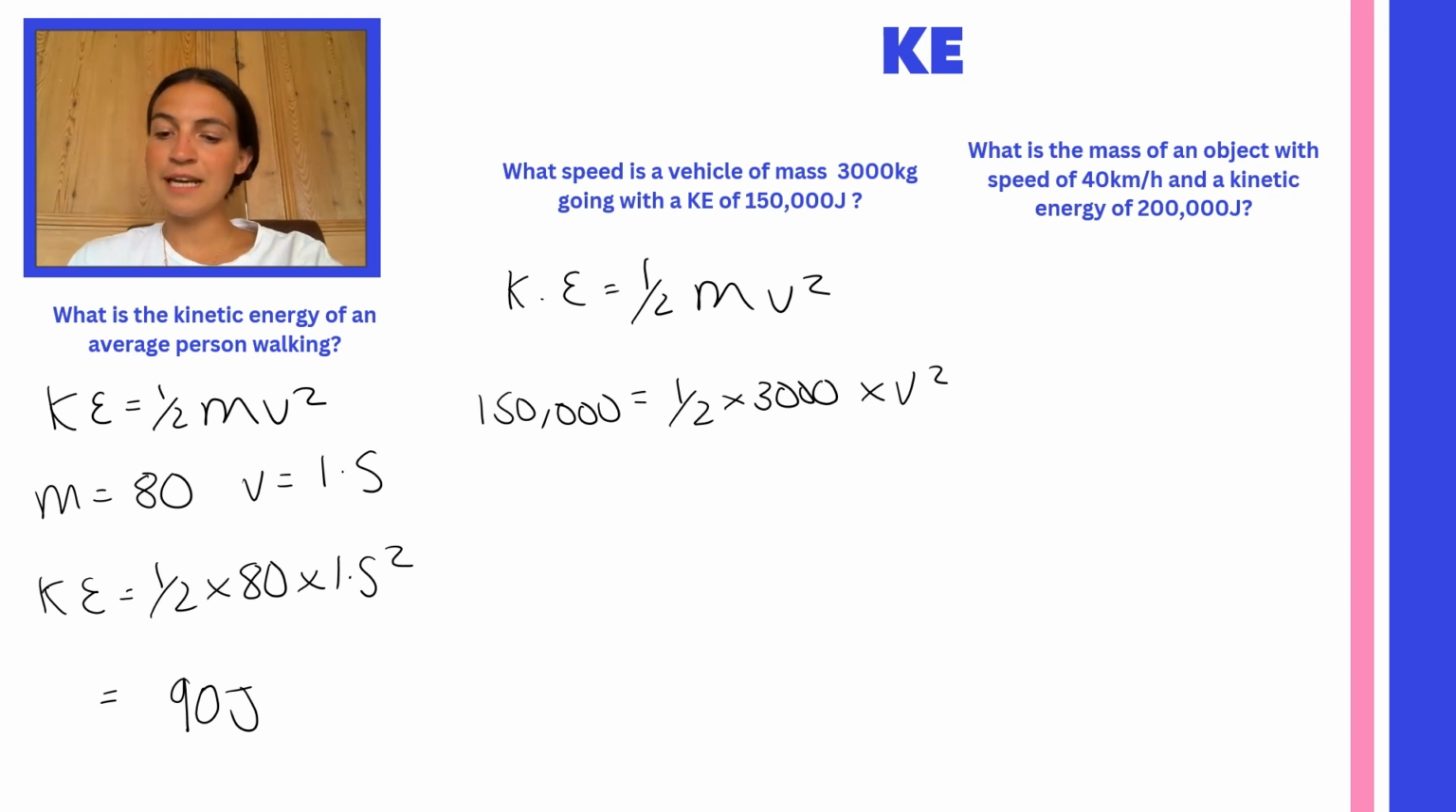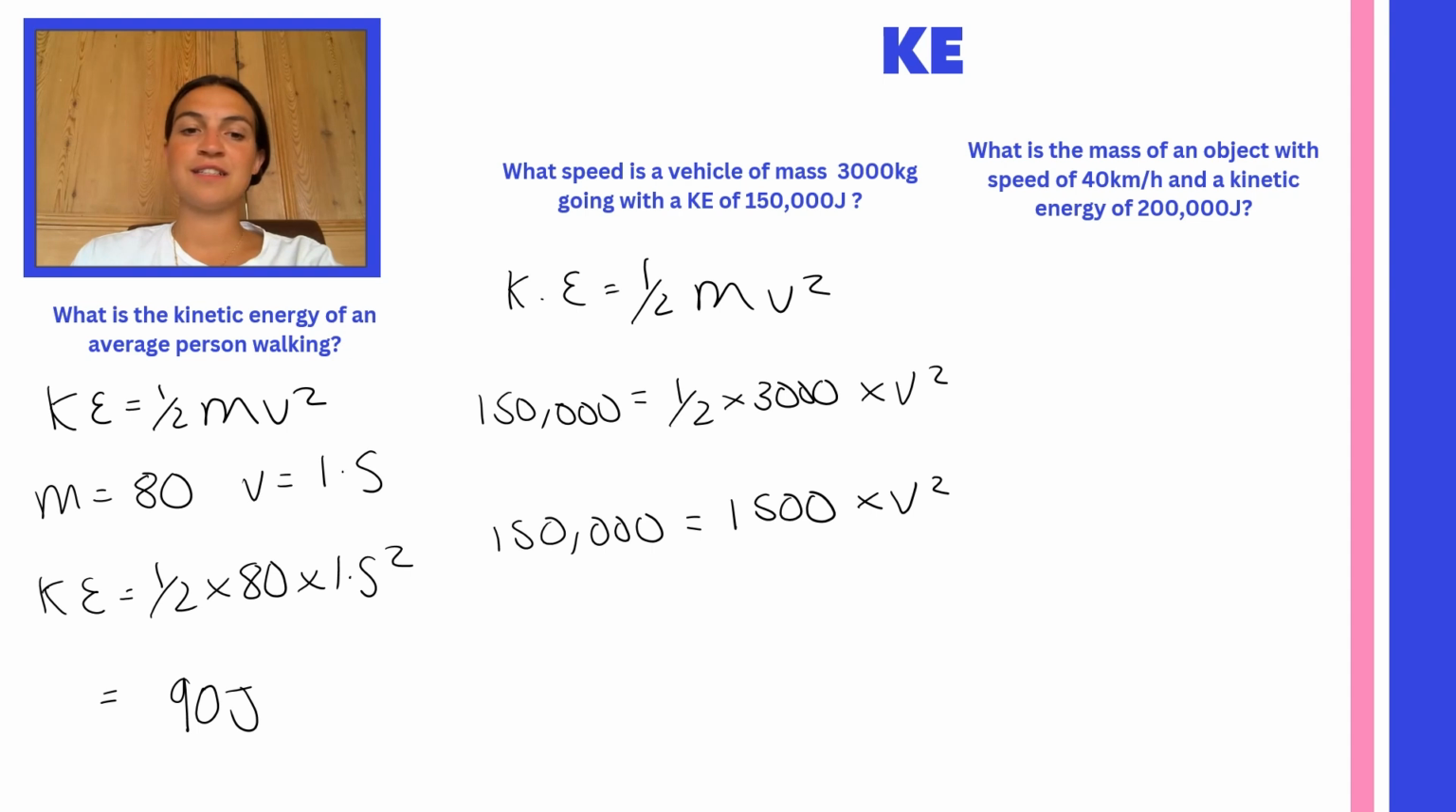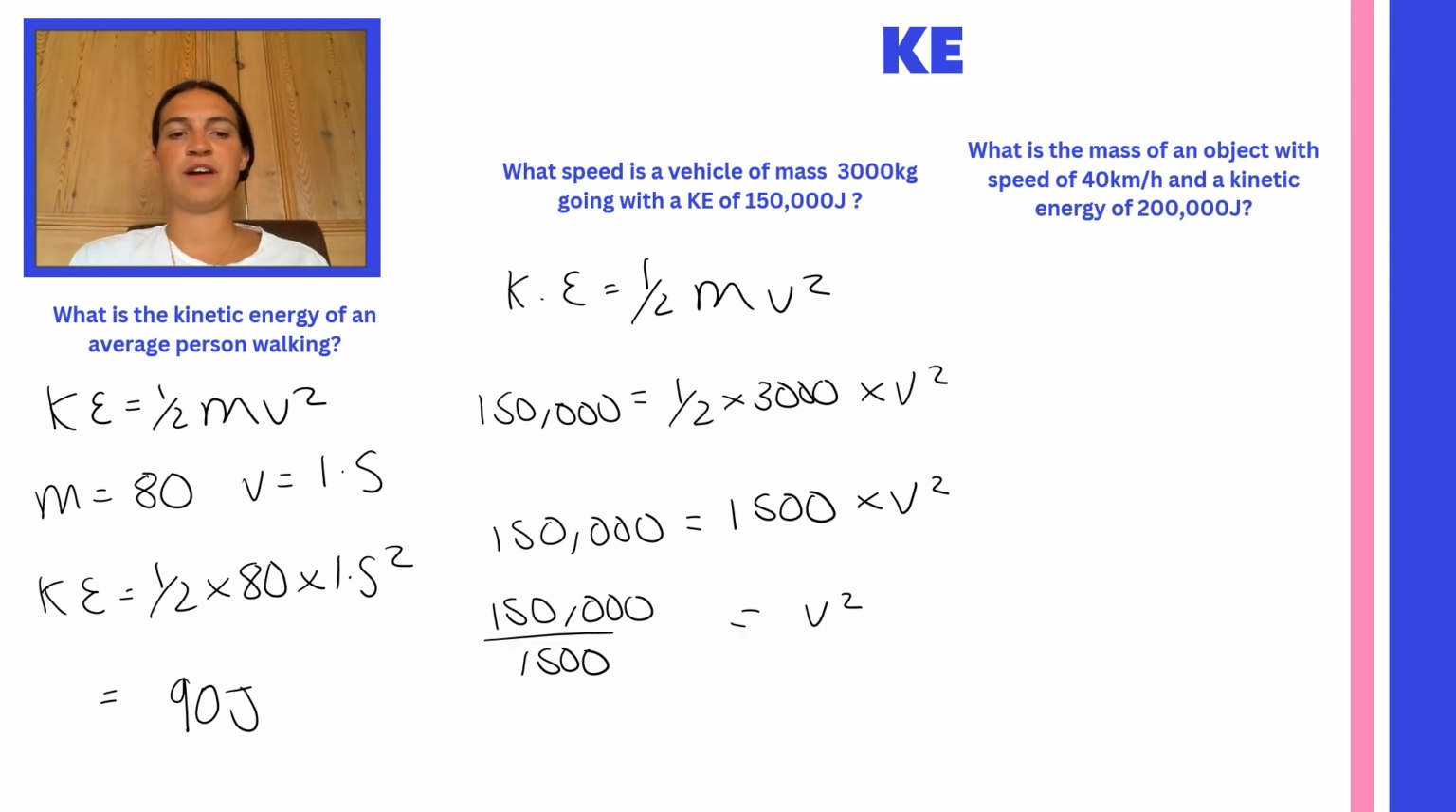So let me simplify that right hand side a little bit. I've got 150,000 equals 1500 times v squared. Now I'm going to divide through by the 1500. So I get 150,000 divided by 1500 is v squared. So my v squared is 100 and my v is 10.